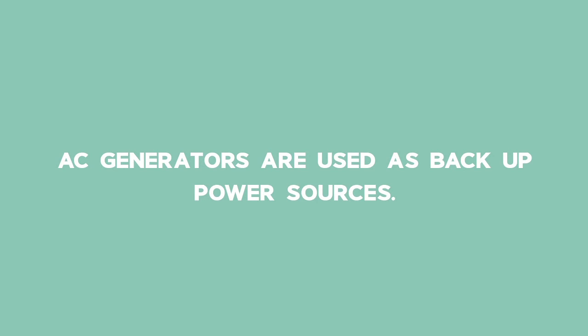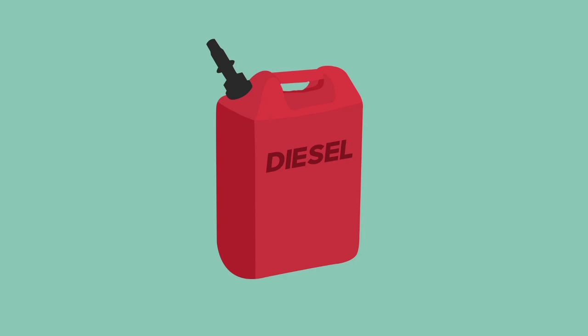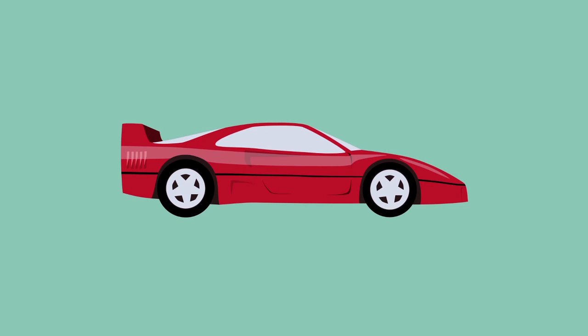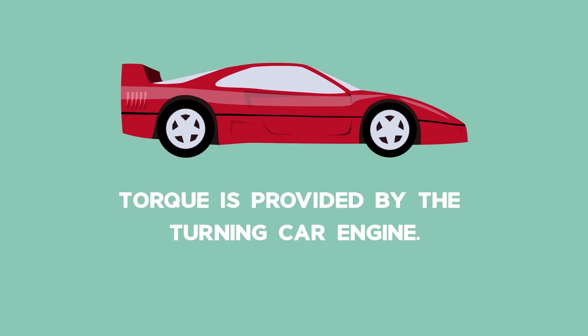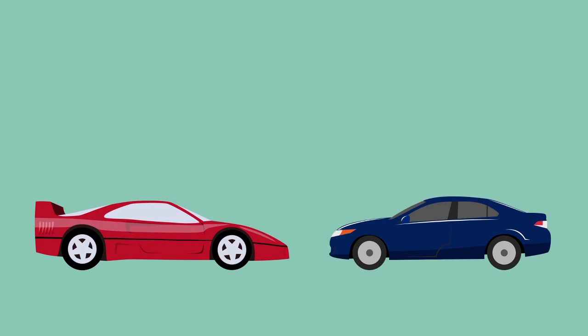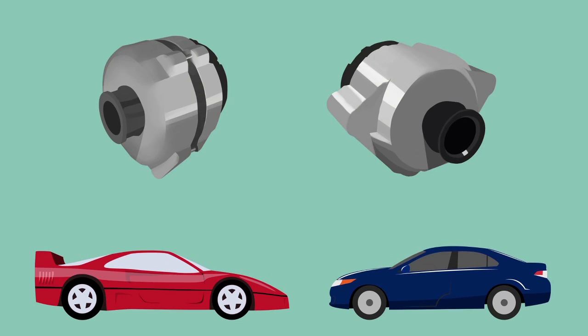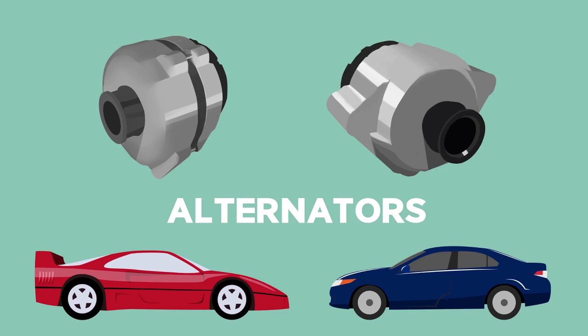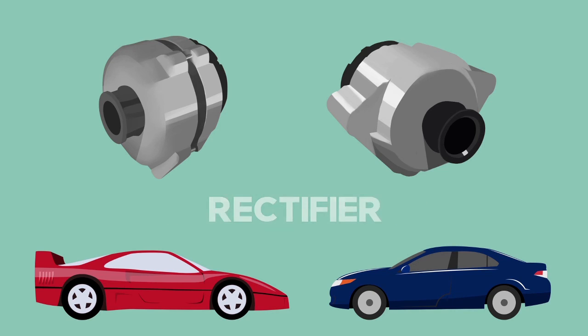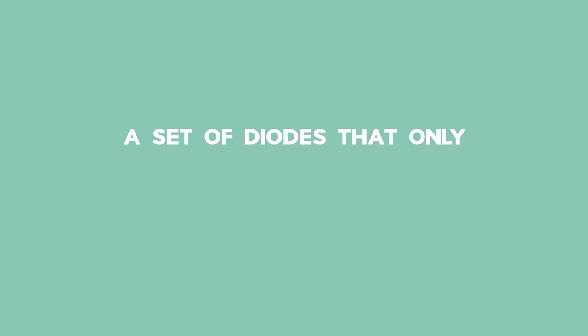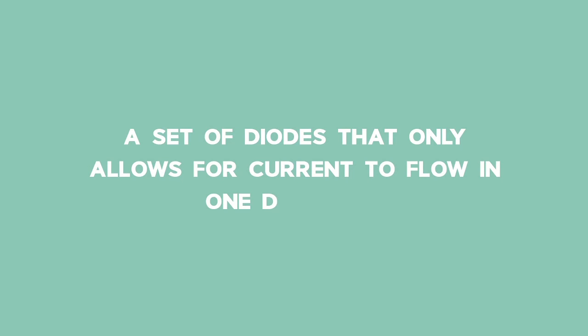AC generators are used as backup power sources. The generators usually use diesel for the engine, which provides the torque for the coil. Motor cars have generators in them to charge the battery. The torque is provided by the turning car engine. Older model cars have a DC generator. Modern cars have AC generators called alternators, and the current is converted to DC using a rectifier. That is a set of diodes that only allows current to flow in one direction.